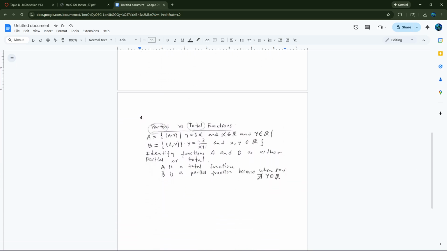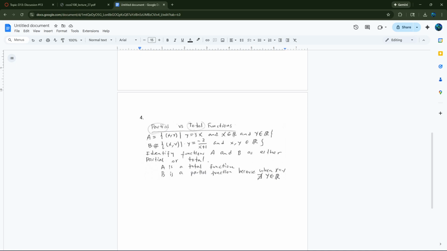All right, fourth, we have partial versus total functions. So a function is considered total when all its conditions are satisfied. For example, with function a, it asserts that y is equal to 3x and that both x and y belong to the set of real numbers. This is true for the function as any real number you substitute for x will always result in a real number for y, and vice versa.